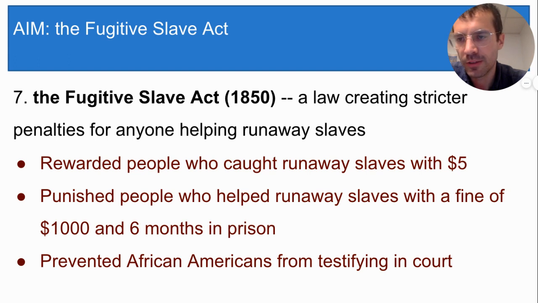As you'll see in the next few lessons, the tension continued to grow between the North and the South. The Compromise of 1850 was supposed to smooth things out between the two groups, but because of the Fugitive Slave Act, it only made things worse.